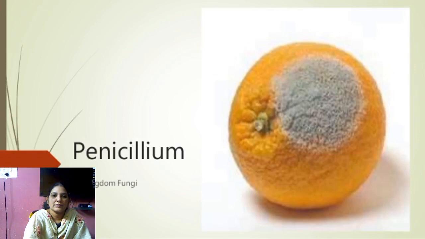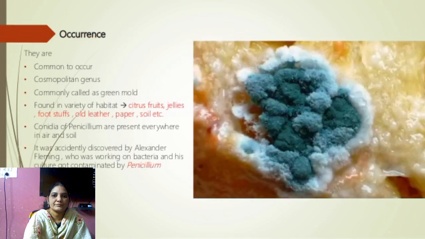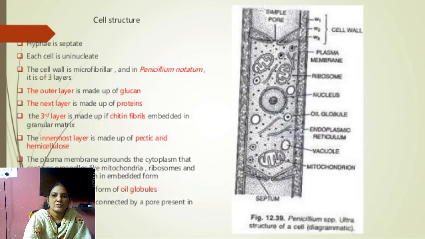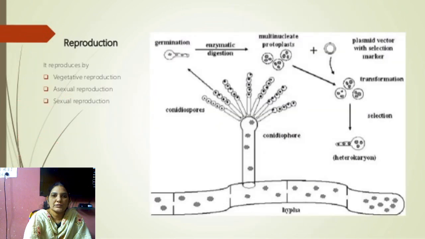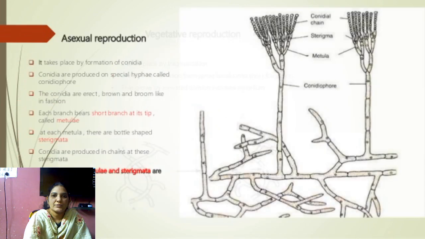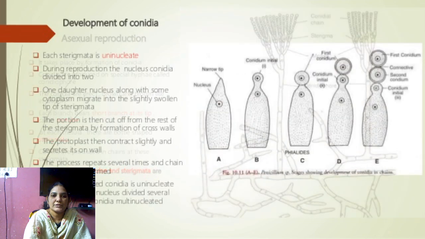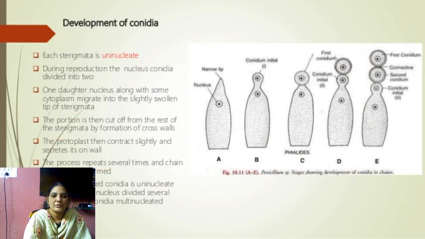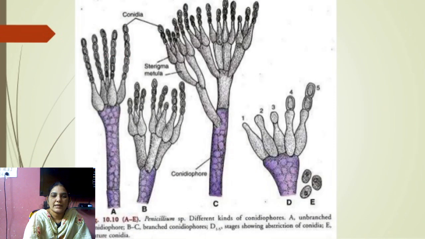So this is the Penicillium life cycle. They are called green mold and blue mold. Cell structure, reproduction, vegetative reproduction, sexual reproduction: conidia separate from the conidiophore and form a new mycelium thallus. Here 3 types of conidiophore are there: monoverticillate, biverticillate, and multiverticillate.